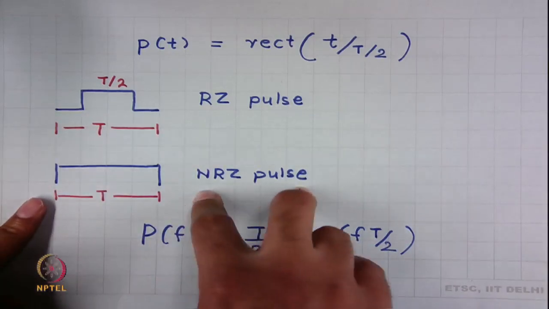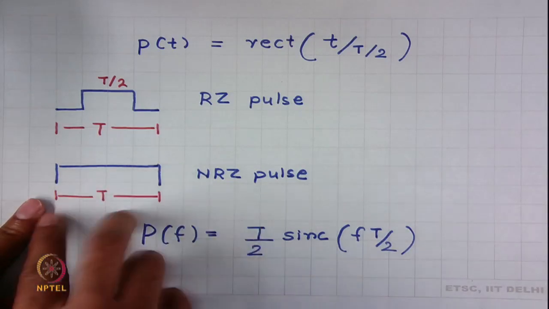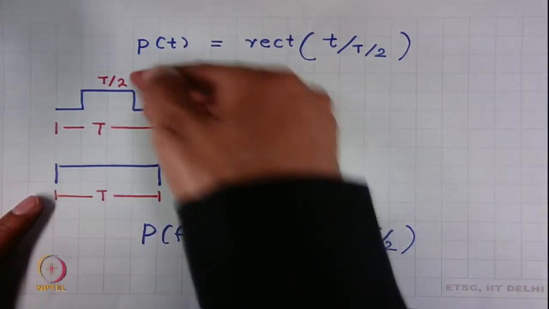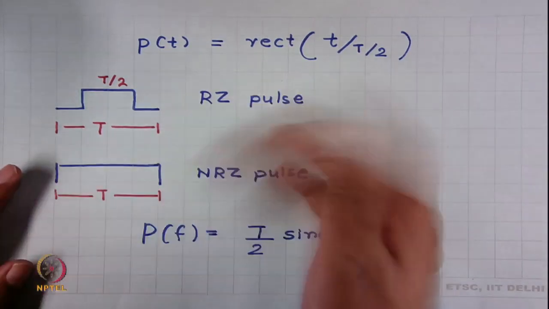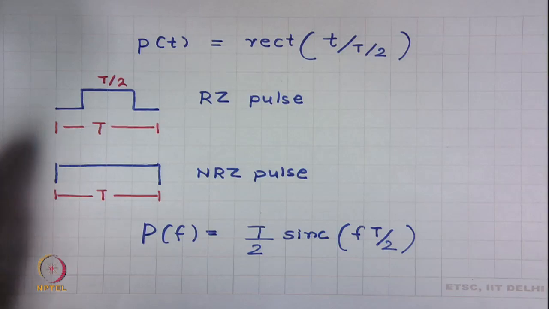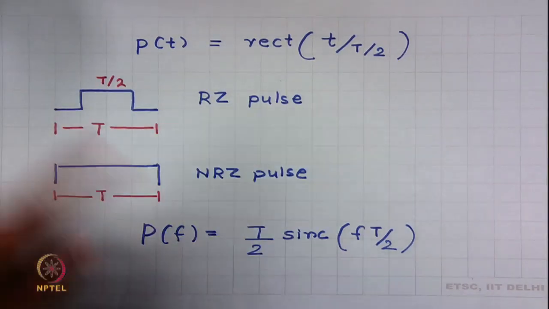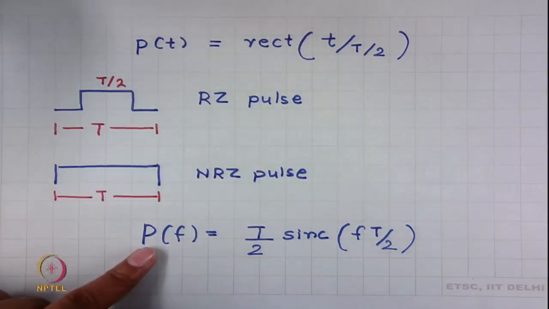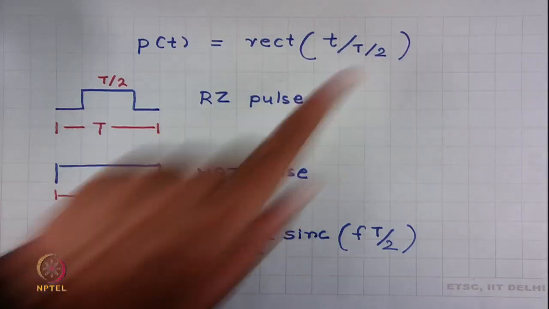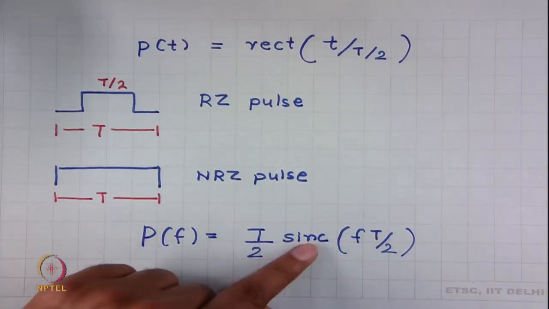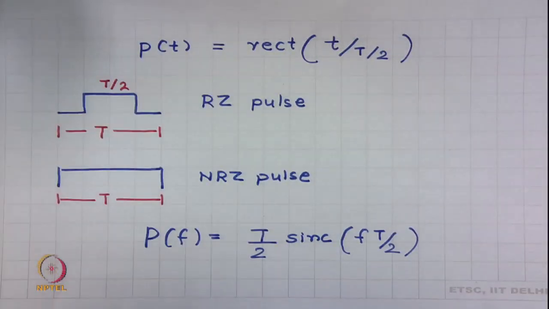You can also have a non return to 0 pulse, that means if it is 1, it remains 1 for the entire bit duration, it does not drop down to 0 within the same bit duration. Okay. So, this is how we can have different kinds of pulses. So, here we have assumed a return to 0 pulse. The Fourier transform of this pulse P f, you know from signals and systems course, it is very easy, T by 2 comes here and then you have sinc f T by 2. This is the Fourier transform of this pulse.